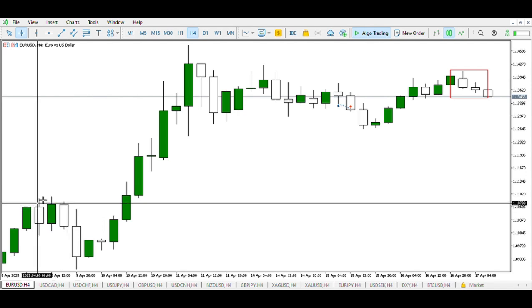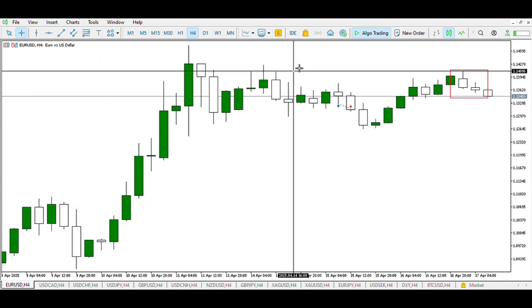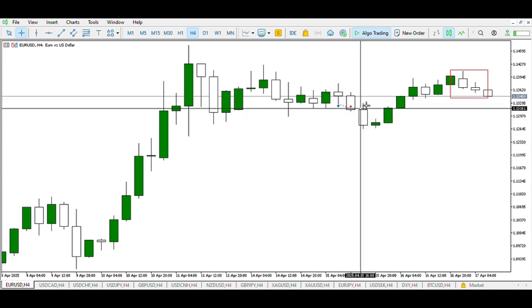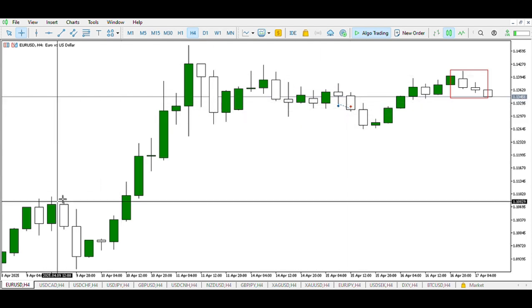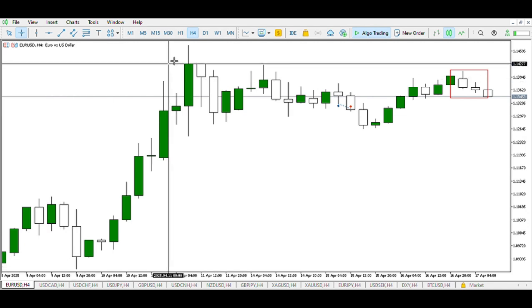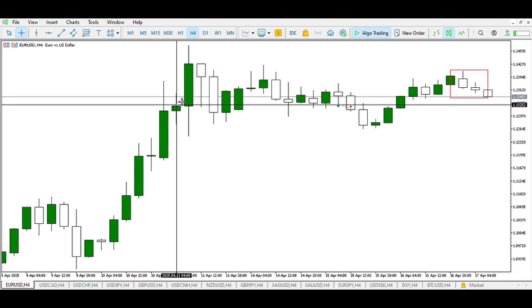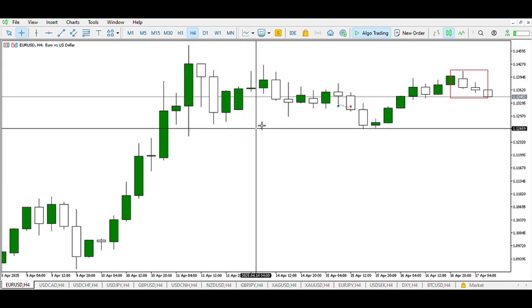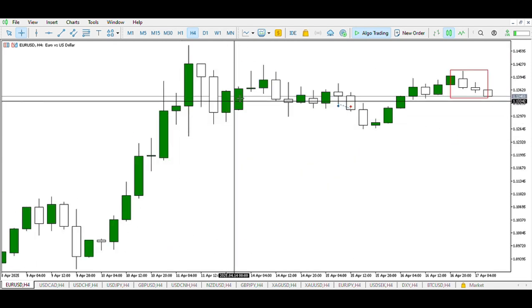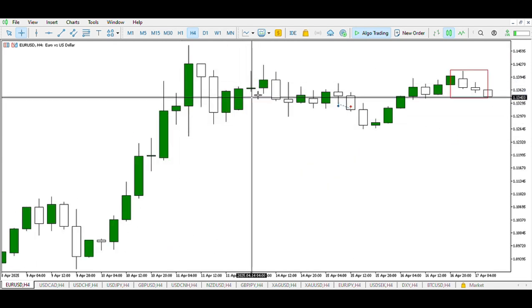As you can see, price ranging right here, forming a cluster of white candles. These white candles signify selling pressure. Meanwhile, as you can see, price trending up, creating a series of lower highs and higher highs. These green candles signify buying pressure. Meanwhile, a candle that is neither green nor white, that has no obvious color.